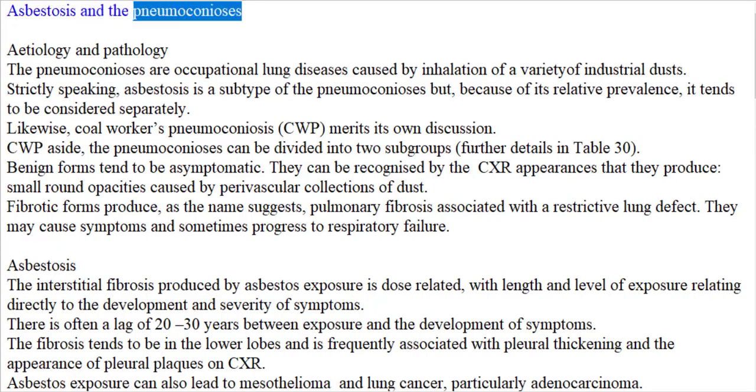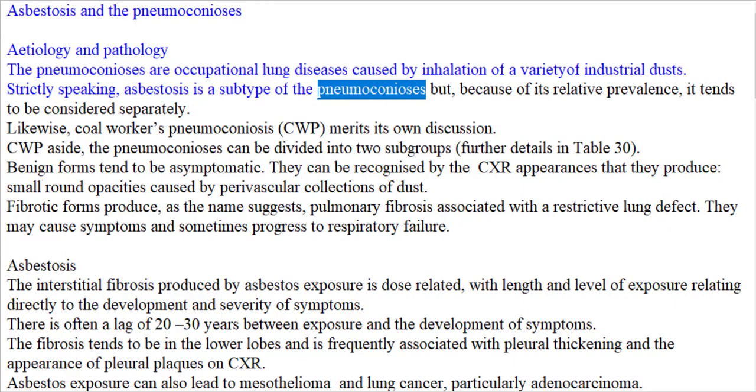Asbestosis and the pneumoconioses. Etiology and pathology. The pneumoconioses are occupational lung diseases caused by inhalation of a variety of industrial dusts. Strictly speaking, asbestosis is a subtype of the pneumoconioses, but, because of its relative prevalence, it tends to be considered separately.